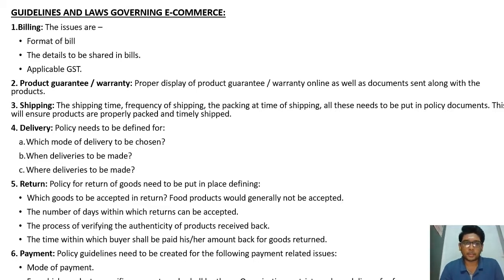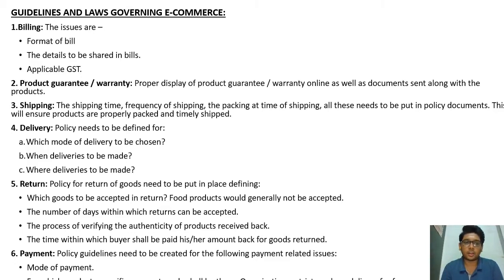Third is the shipping. The shipping time, frequency of shipping, the packing at the time of shipping, all these need to be in the policy documents. This will ensure products are properly packed and timely shipped. Fourth is the delivery. Policy needs to be defined for delivery: which mode of delivery I have chosen, when delivery has to be made, where delivery has to be made. Such things have to be clearly defined in the policy.